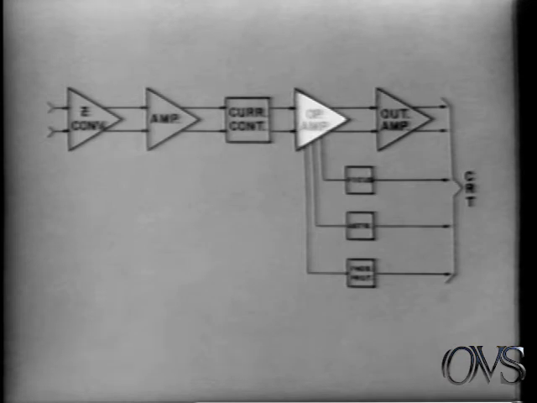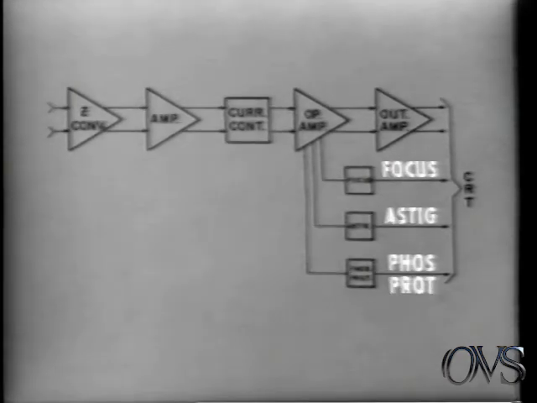The operational amplifier output is applied to a differential amplifier and then to the CRT deflection plates. Deflection signals are also applied to other circuits for dynamic focus and astigmatism control. Another output, a logic signal, is sent to the phosphor protection circuit. We'll discuss these circuits later.